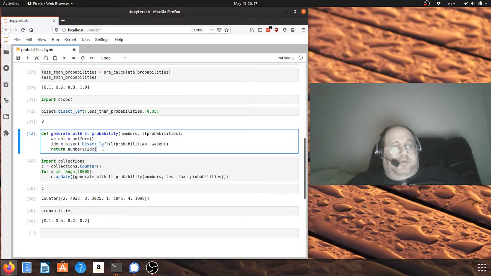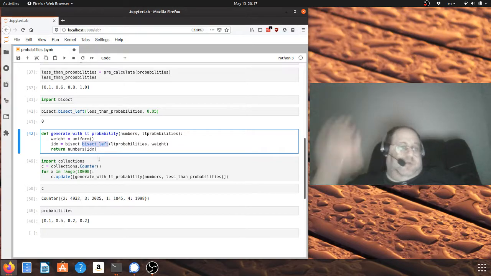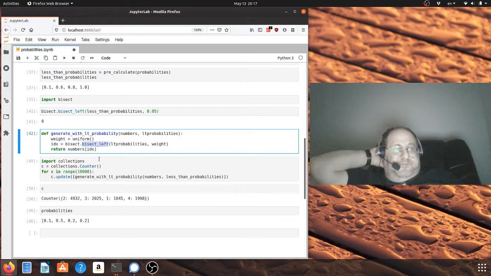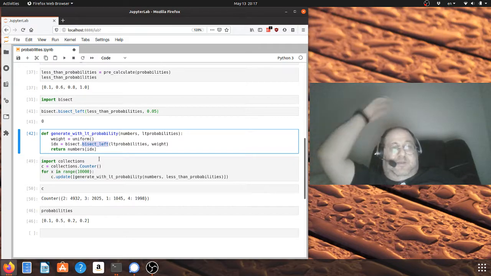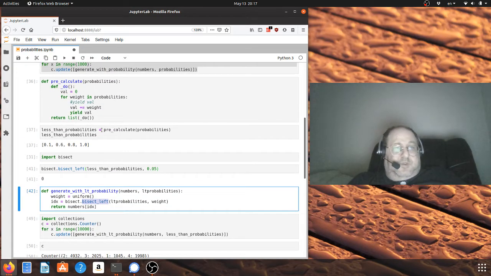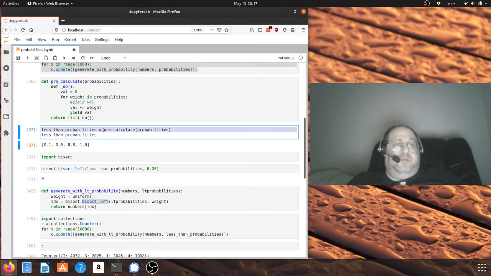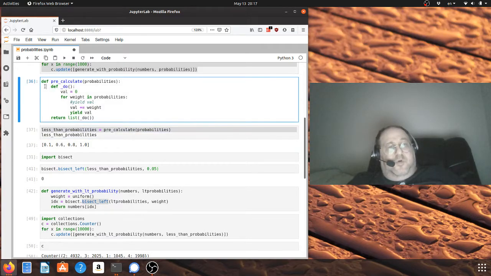But now, if you look at bisect left, you'll see that it's O of log n, right? It doesn't need to check everything. But of course, computing the less-than probabilities pre-calculate still takes O of n. We still have to go over all the elements here, right?